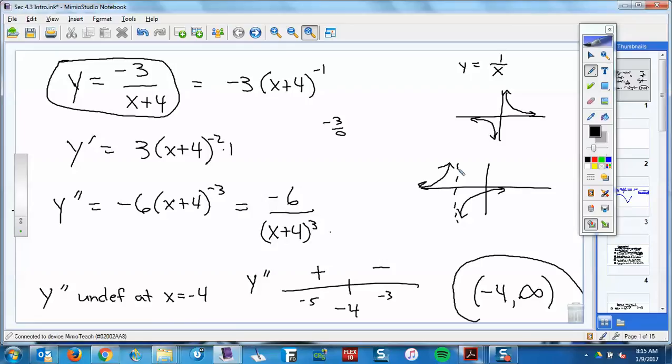Where's it concave down? -4 to infinity, right? I didn't need any calculus for that. I didn't need any calculus for that. If I just think about what we talked about, recognize that there's a vertical asymptote here, recognize that this is an infinity situation, like where we talked about limits before, and know what this graph looks like, I get that.